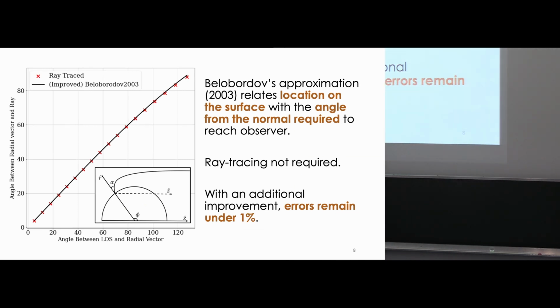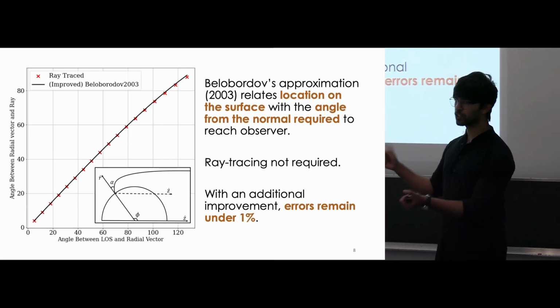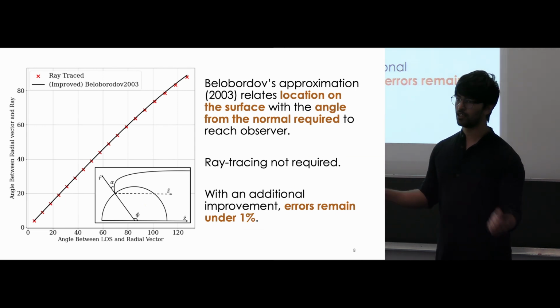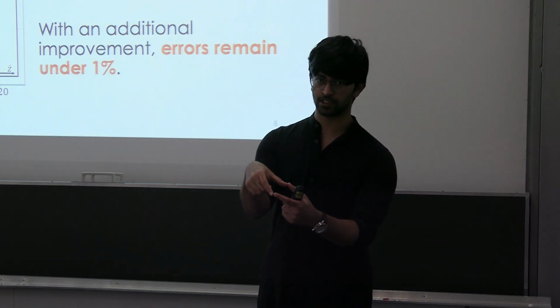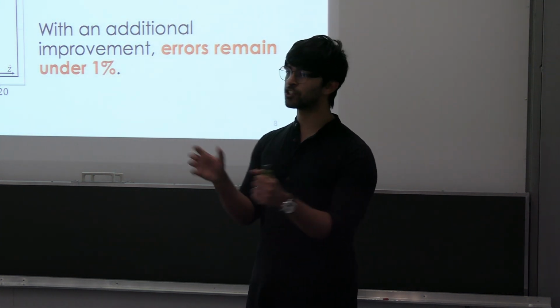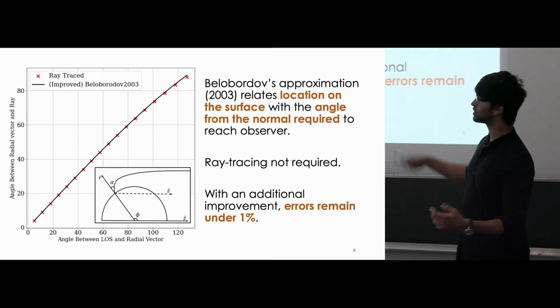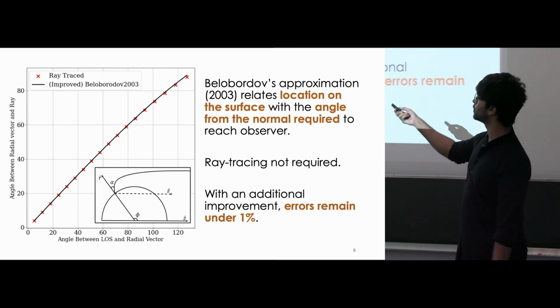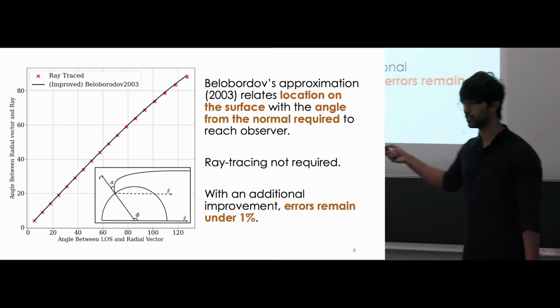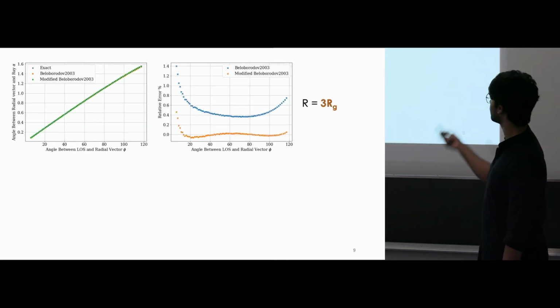the angle with which the light ray needs to bend to reach the observer, and the location on the neutron star surface where the ray is being emitted from. These are the two quantities that this approximation relates, and that is essentially all we need, because we need to know from any given patch which has a certain polarization property, how much it contributes to the integrated sum, or to the integrated flux in that polarization filter. So we get this, and then once we have this, we don't need ray tracing anymore. And with an improvement to the original Beloborodov approximation that we worked on in my thesis, the errors remain under 1% throughout.